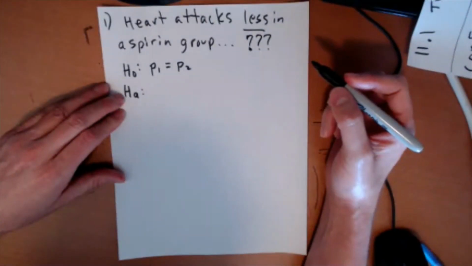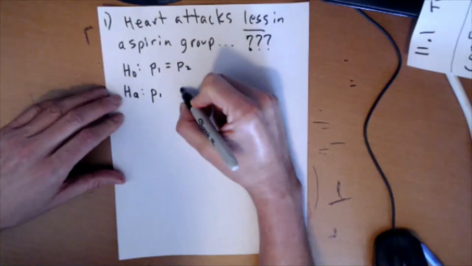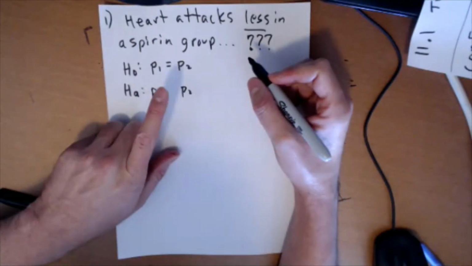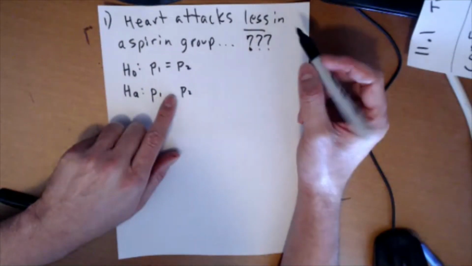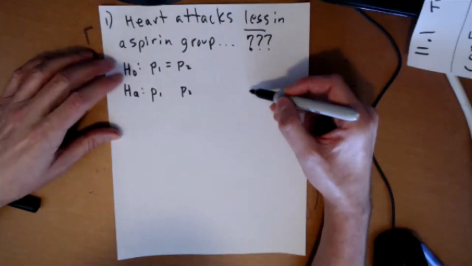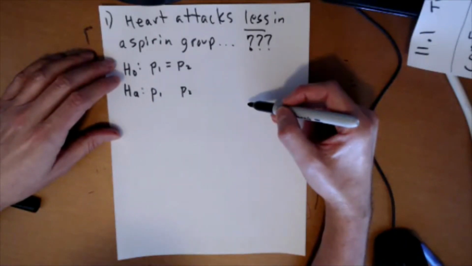And our alternative hypothesis is, remember, the null and alternative, the only thing that's different is just the symbol. So this needs to be either greater than, less than, or different. And this problem is pretty nice. The first group they mention is aspirin. The next one is placebo. So is the proportion of heart attacks less in the aspirin group, so the first group.